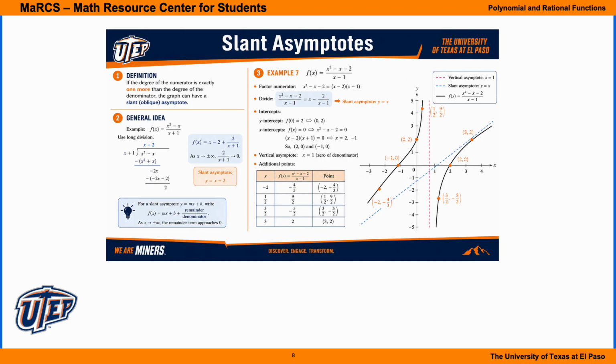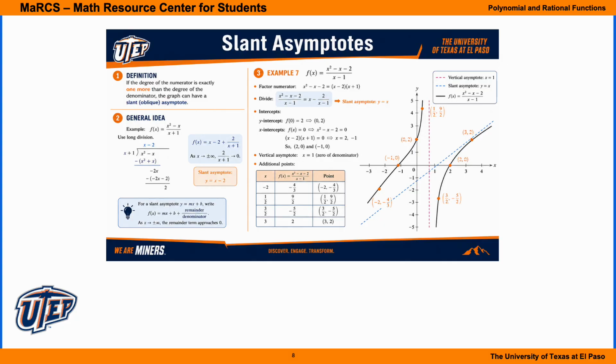Now, if the degree of the numerator is exactly 1 more than the degree of the denominator, then the graph can have a slant, or oblique, asymptote. So we'll go over an example to get the general idea. We're given the function f of x is equal to (x squared minus x) divided by (x plus 1). So using long division, we divide x squared minus x by x plus 1.